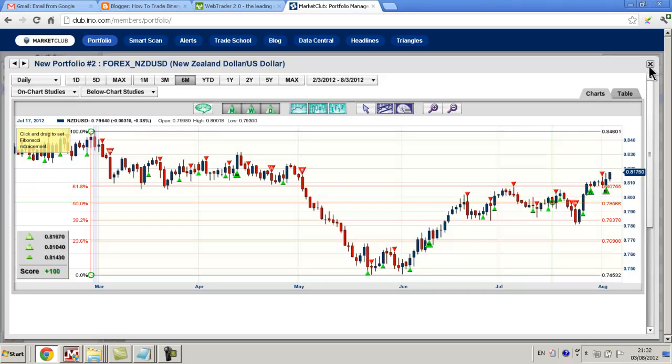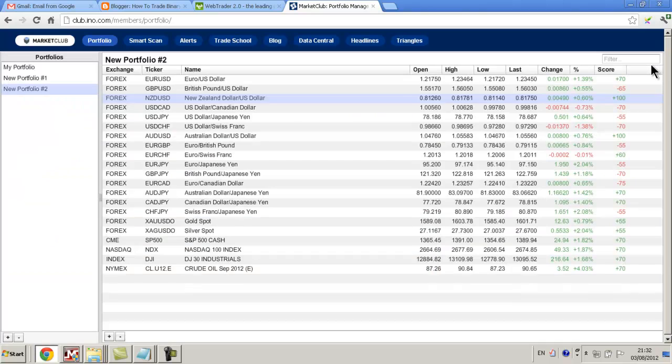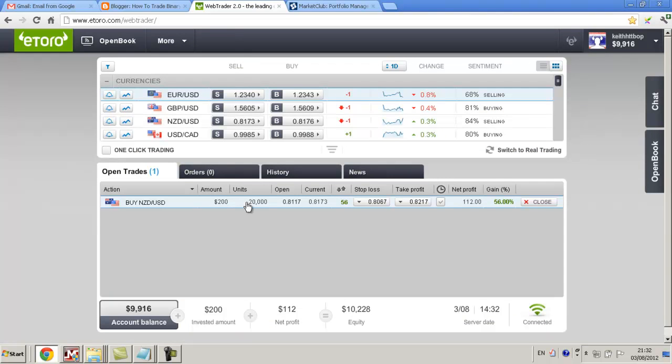Now it's New Zealand dollar USD, so we bought the New Zealand dollar. I'll just quickly look through my other portfolio. So over here, the euro's up against the USD. Pound's up against the USD. Our trade, New Zealand dollar's up against the USD. US dollar down against the Canadian. So we can pretty much work out the US dollar is getting hammered today. Good news for us. So we'll come back to our trade here.